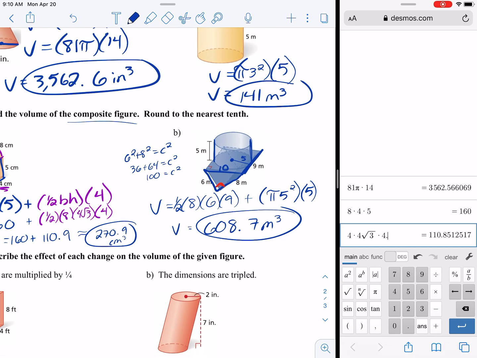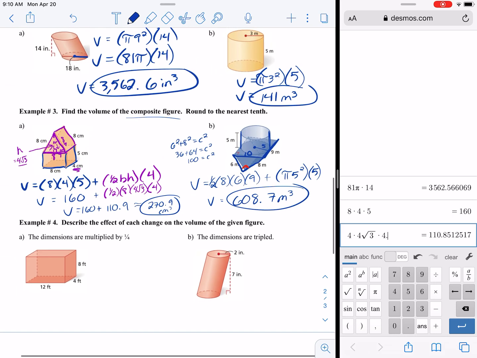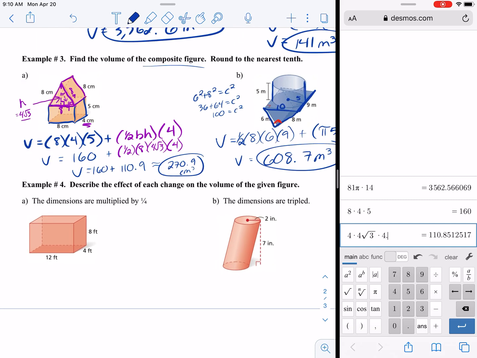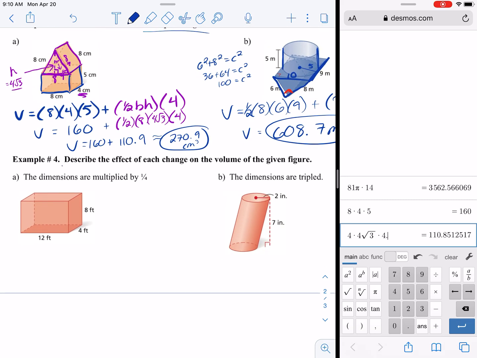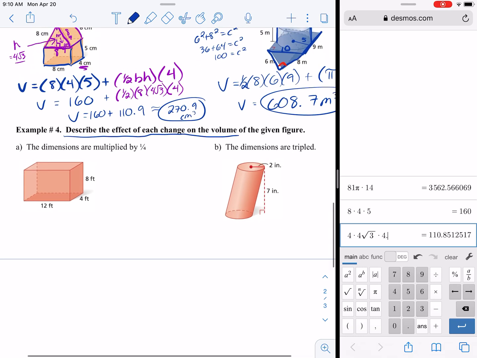All right. Okay, and the last thing I'd like us to finish with for this section is we've had some examples like this before with area as well, describing the effect of the change on volume when we change some of the dimensions. So let's do letter A together, and you can finish with B, and that'll be the end for this lesson. Remember, first find the volume. First find the volume, and then we can change the dimensions.